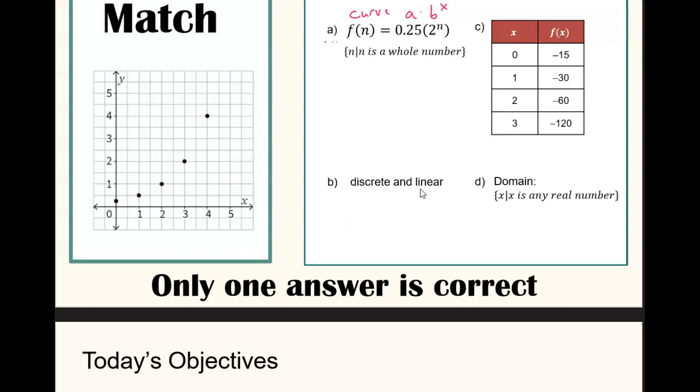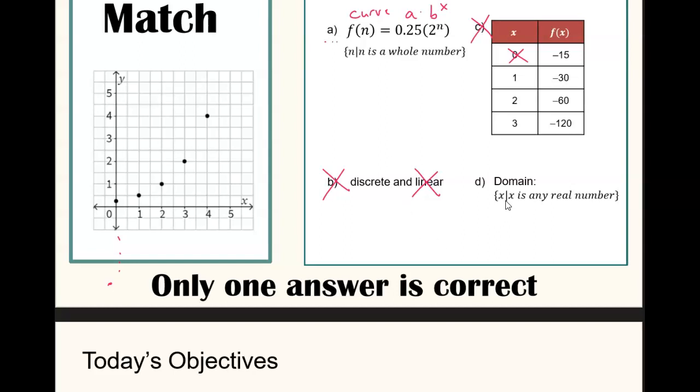B is discrete and linear. Well, it is discrete. These are jumping from point to point. How about linear? Is that a straight line? No, this is a curve, so that doesn't work. Here we have our table. 0, negative 15, our value at 0. Is that negative 15? Okay, once again, this would be way off the graph down here. So that point isn't there. This one is not our option.